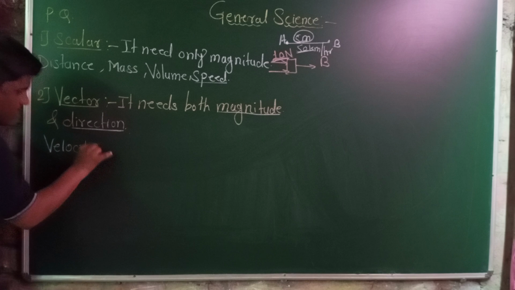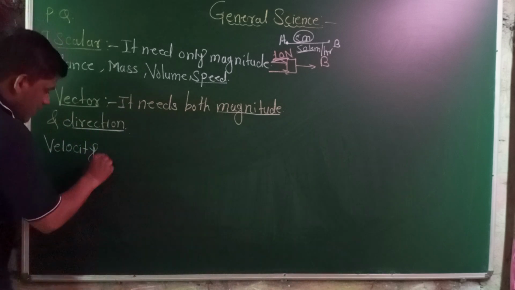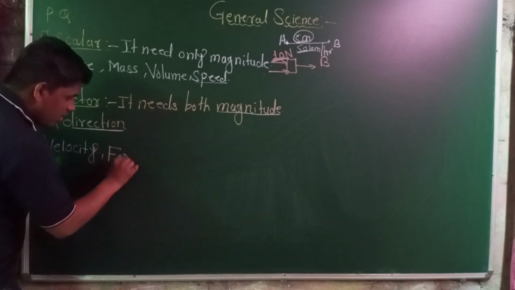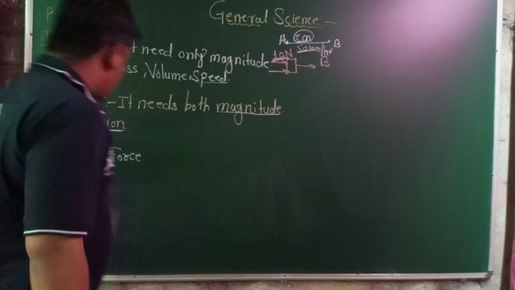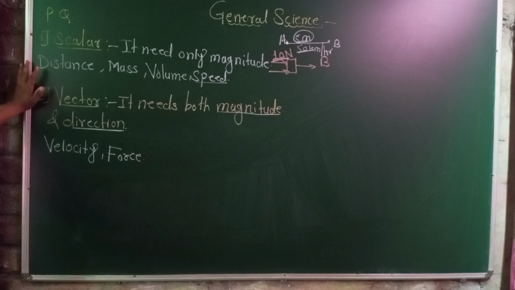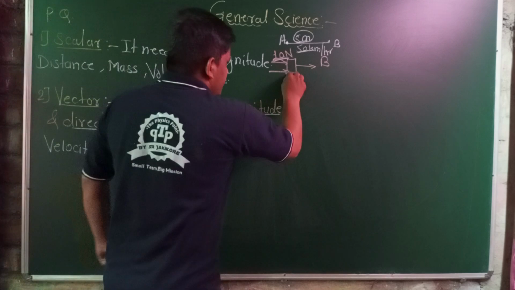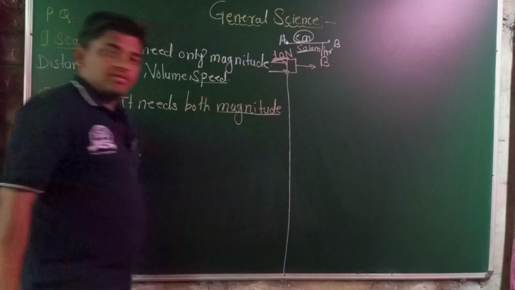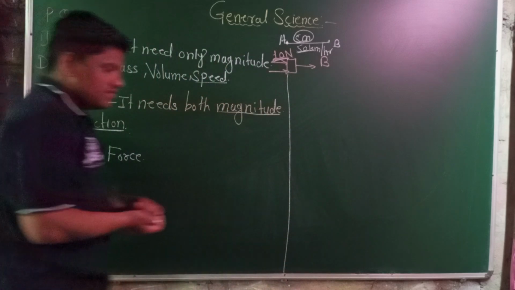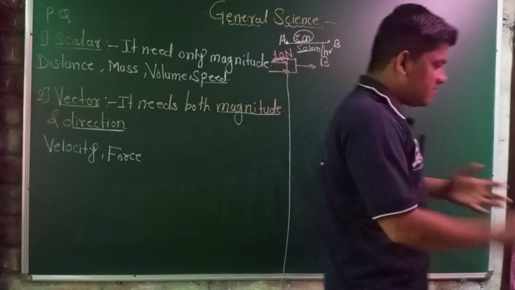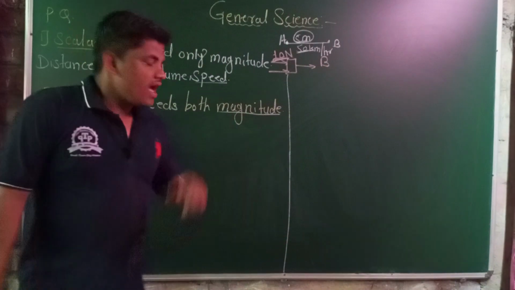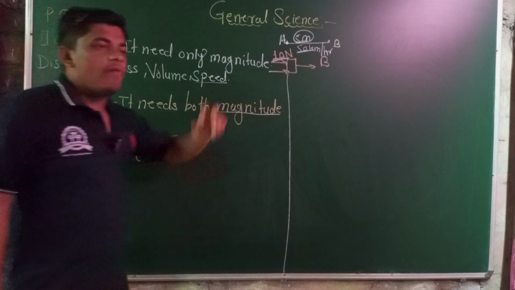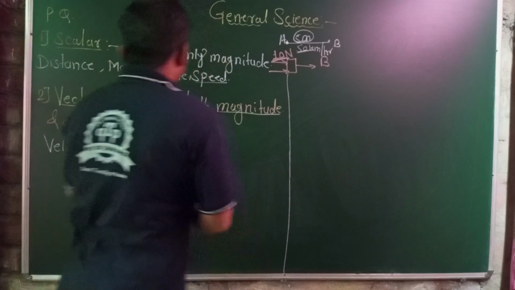Velocity is an example of a vector quantity, and as in the previous example, force is another example of a vector physical quantity. In the previous lectures we reached up to velocity. Velocity means the rate of change of displacement with respect to time. This is known as velocity. And speed is the rate of change of distance with respect to time.